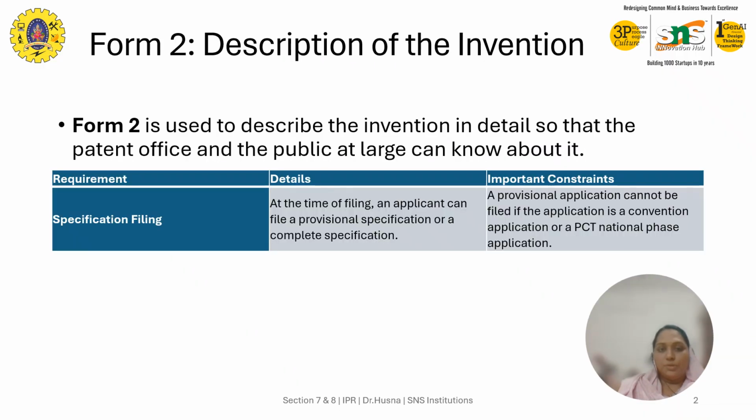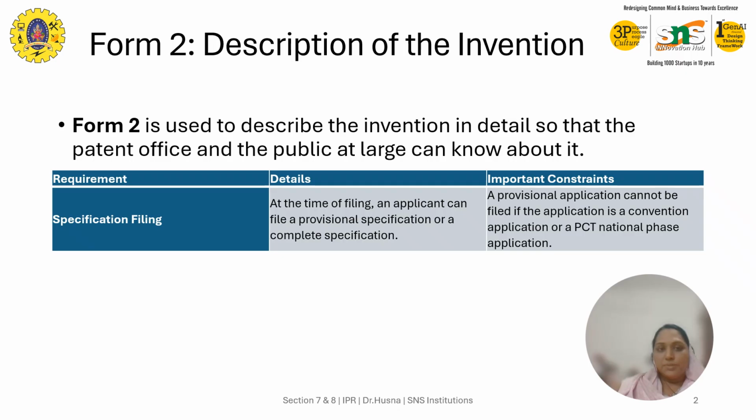So here, form 2. The form 2 gives a brief description of the invention. Form 2 is a specification, which means the complete technical disclosure of your invention. At the time of filing, you can submit either a provisional specification or a complete specification. It is through form 2 that the patent office and the public understand what your invention is and how it works and why it is new.